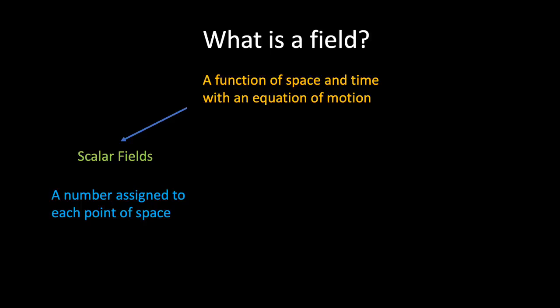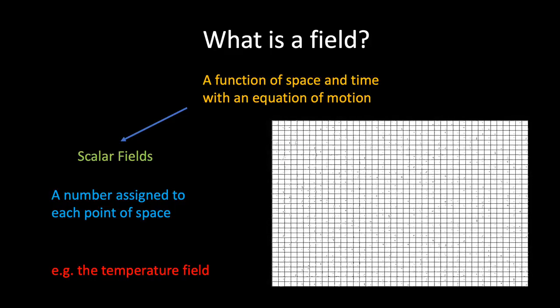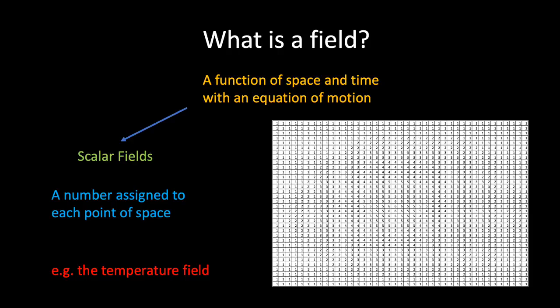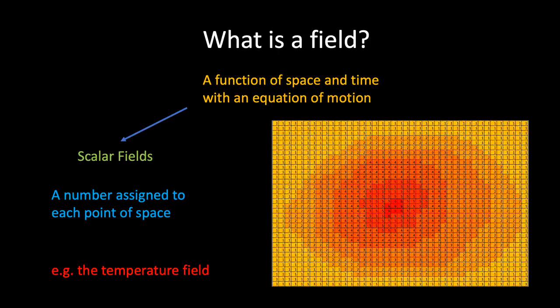For example, if you were to measure the temperature at every point in space, then we could define a temperature field by assigning a number to every point. To help visualize this, we might use a color gradient, and we could then use an equation such as the heat equation to understand how the numbers change in the presence of a new or changing heat source.